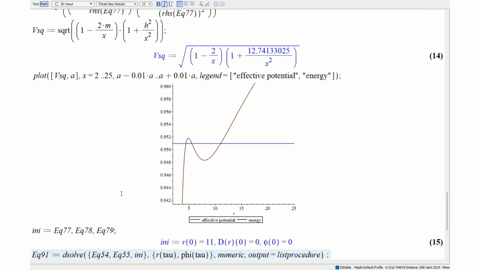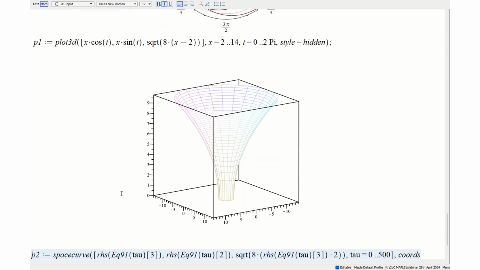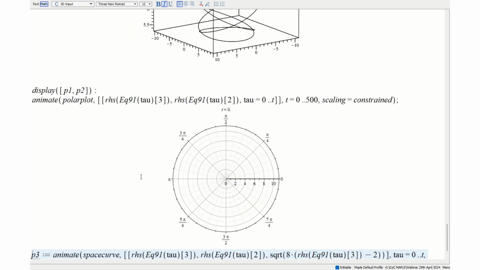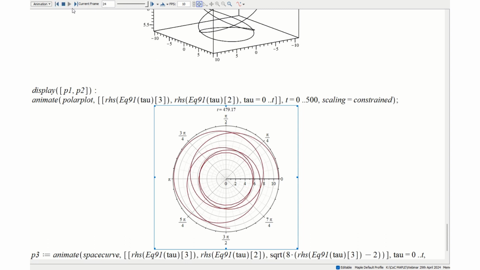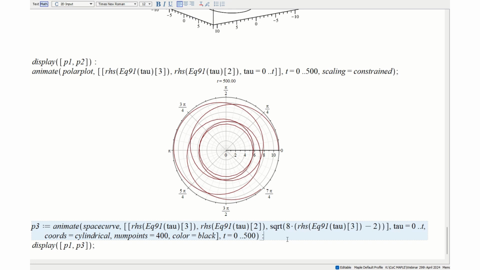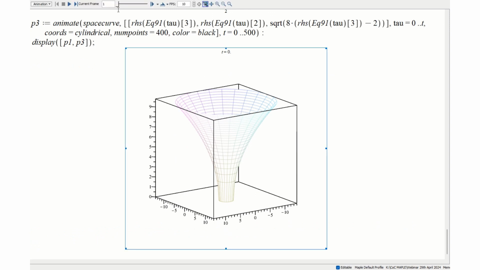Then you can see the animation of the path being tracked by the particle in space-time curvature, and the three-dimensional animation of the same thing you can observe here.